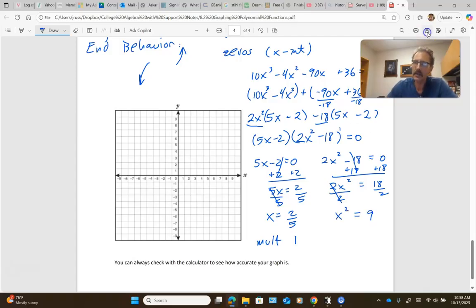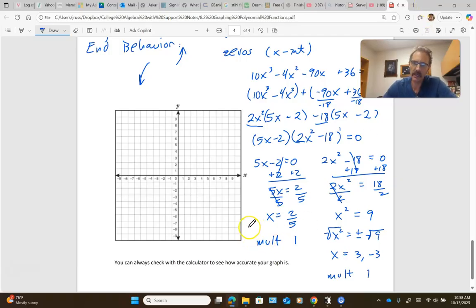And here you'll take the square root of both sides. And remember, when you're doing this, you actually get two roots. You get a positive and a negative. So the square root of x squared is x, the square root of 9 is 3, so we get both a positive and a negative 3. So we end up with two distinct zeros, but they each just have multiplicity of 1.